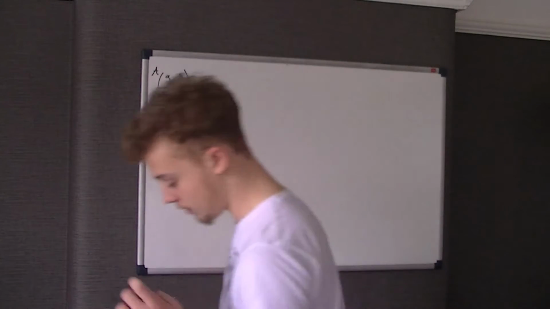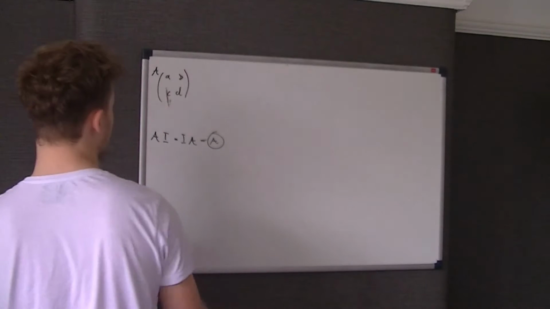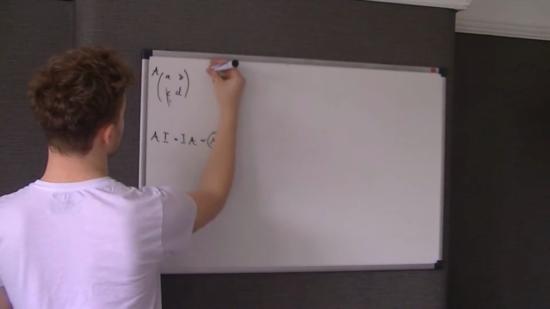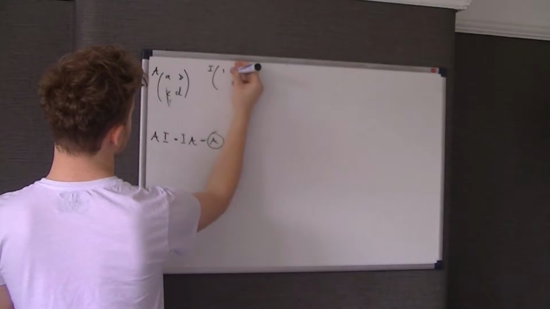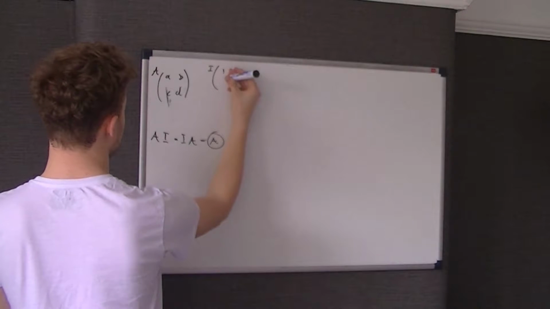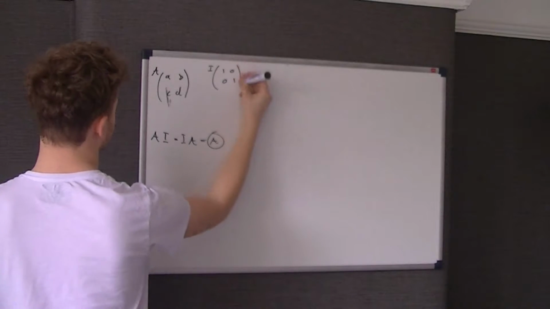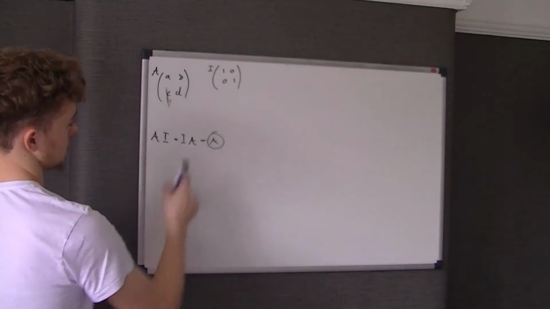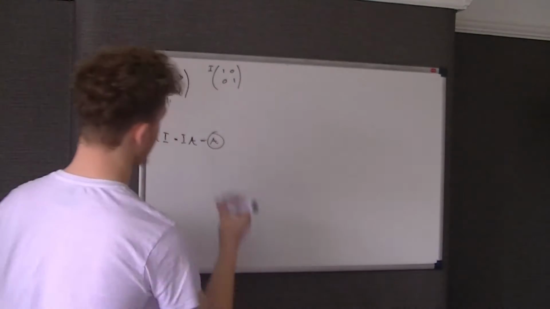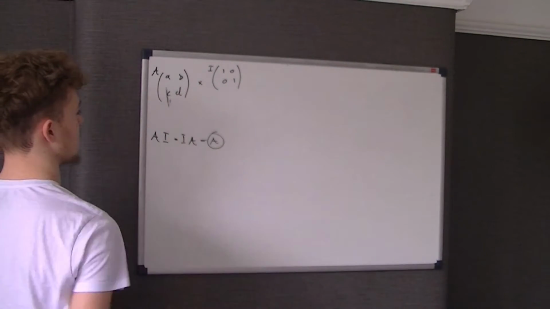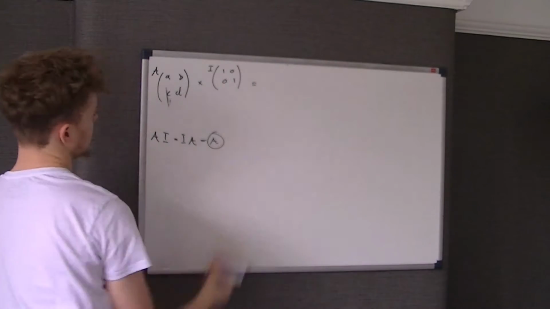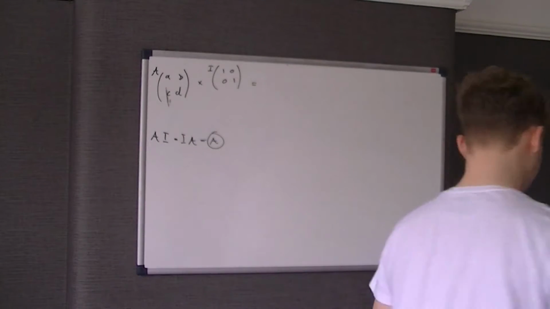Alright, so I'll just give you this matrix and then we'll prove it. The identity matrix, which we'll obviously call I, is 1, 0, 0, 1. So when you multiply them together, you should just get A, B, C, D. And you can work that out.